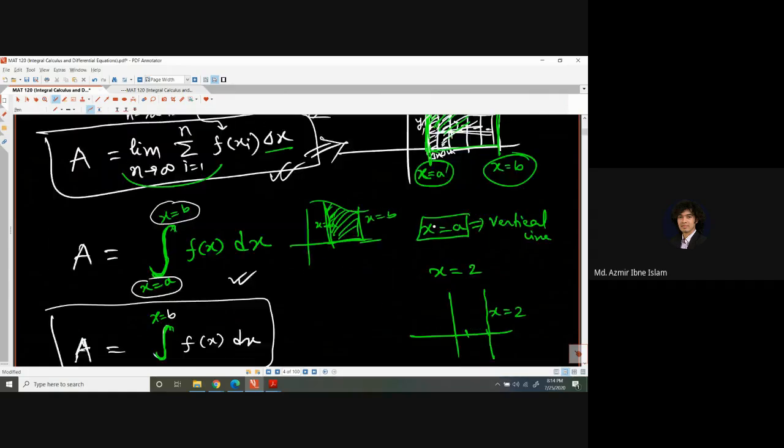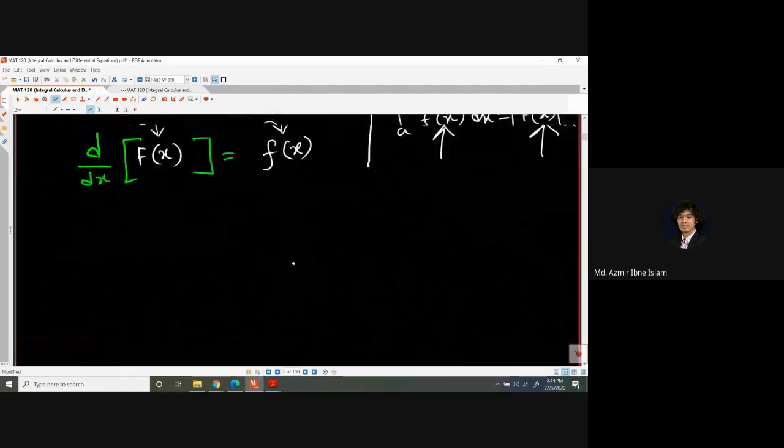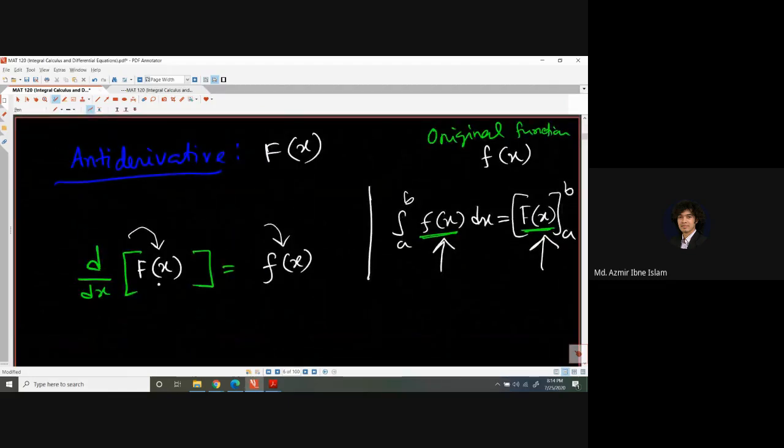The process of finding the antiderivative is called integration, and if we are able to evaluate the antiderivative, then it must be the same as the limiting concept, the same as adding up all the tiny rectangles. This is the main concept of the antiderivative and the original function. If we differentiate the antiderivative, we will get the main function back.